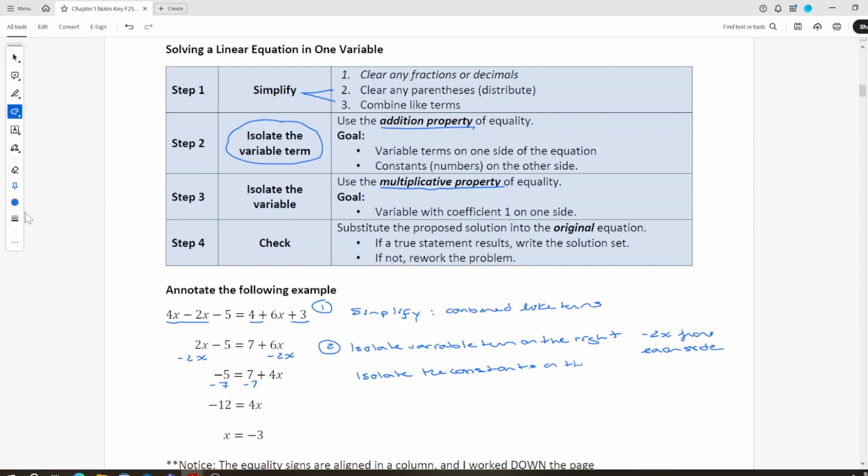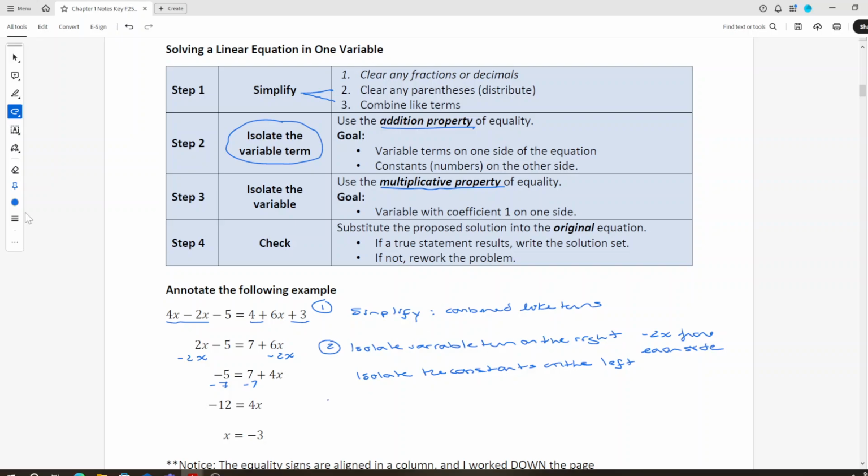On the left. Sorry, I'm not the neatest with this thing. Okay, so step 2 was all about isolating the variable term, getting the numbers on one side and the constant terms on the other. So I minus 2x to get the x's on the right, and then I minus 7 to get my numbers on the left.